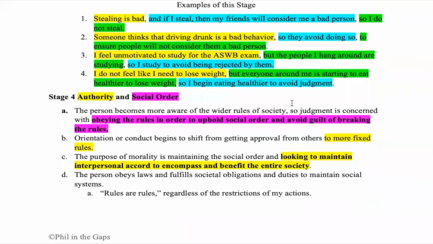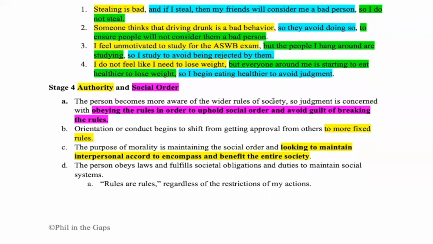Stage 4, authority and social order, is where somebody is going to respect people of authority and avoid breaking the law or rules of society in order to maintain social order. So that is where it sounds relatively similar to obedience and punishment orientation. However, with authority and social order, you could be incarcerated for stepping outside of what authority is telling you to do, while with obedience and punishment orientation, you're simply going to be punished by somebody that you know. So authority and social order is essentially rules are rules, and no one is going to step outside of what the rules are within society.